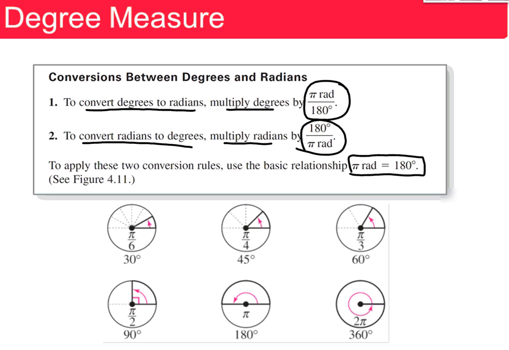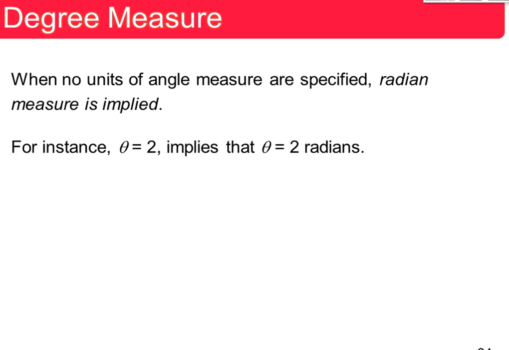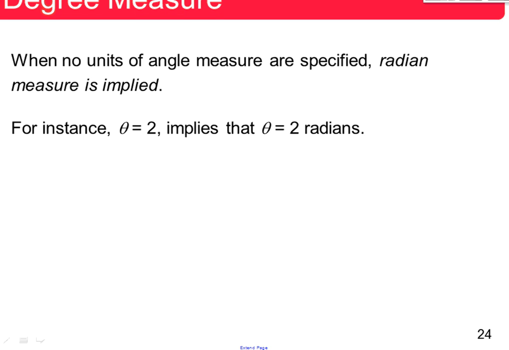and see what you're going to end up with. When no units of angle are specified, then radians are implied. So for instance, if theta equals 2, that implies that it's 2 radians. We're used to seeing radians have pi in it, but it doesn't have to have it. So just be aware of that. If theta equals 2, that implies that theta is 2 radians.